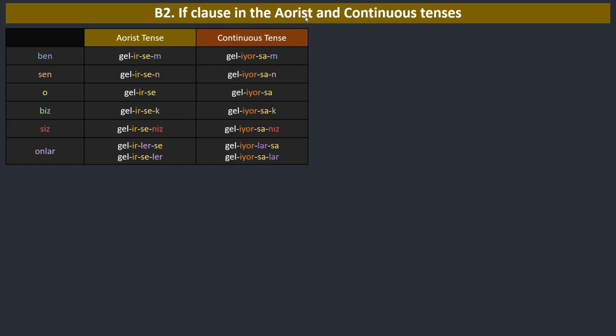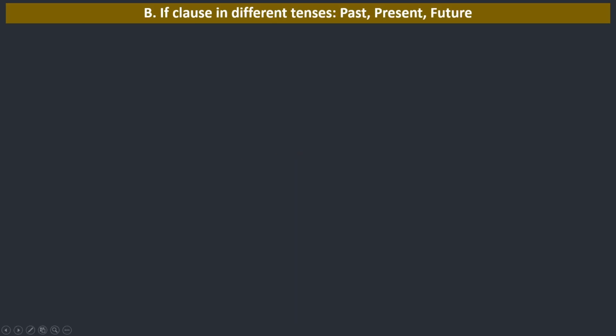But you can use them interchangeably. Instead of using aorist, you can also use continuous. Sabah kahvaltıda yumurta yiyorum. This could mean I am eating eggs right now, or I am eating eggs every morning. Okay, so after this quick reminder, let's just have examples.